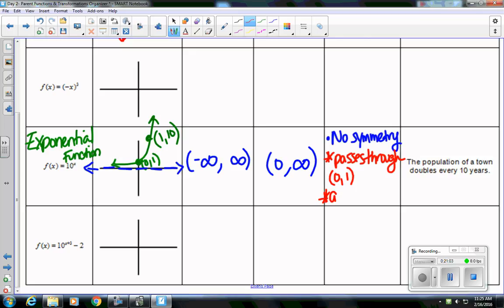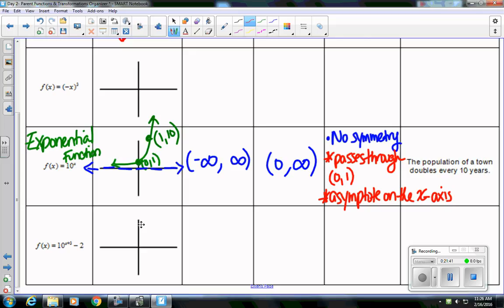And we had an asymptote on the x-axis. So although it's not transformations or symmetry, they are some key things you want to remember about the exponential function. And once again, there's a real-life scenario modeled by exponential functions. The population of a town doubles every 10 years. So anytime it's changing by a constant factor, it doubles, it triples, it quadruples, it halves, it quarters, all of those are going to be exponential functions.